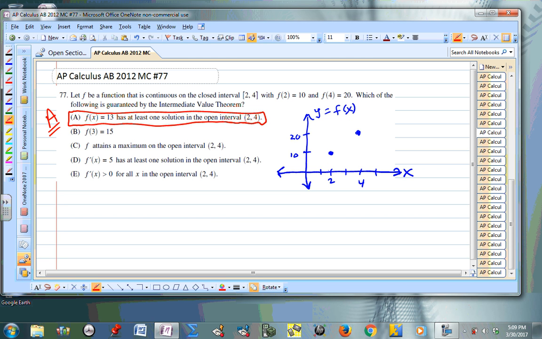In part E, f prime of x is greater than 0, or f prime of x is positive for all x on the open interval. Now we can draw some counterexamples there. Here's one where f prime is positive and negative, and even 0 somewhere in the interval from 2 to 4. So the answer is A. f of x must equal 13 somewhere in the interval, because 13 is between 10 and 20, and f is continuous. Hopefully this video was helpful. Thank you for watching.